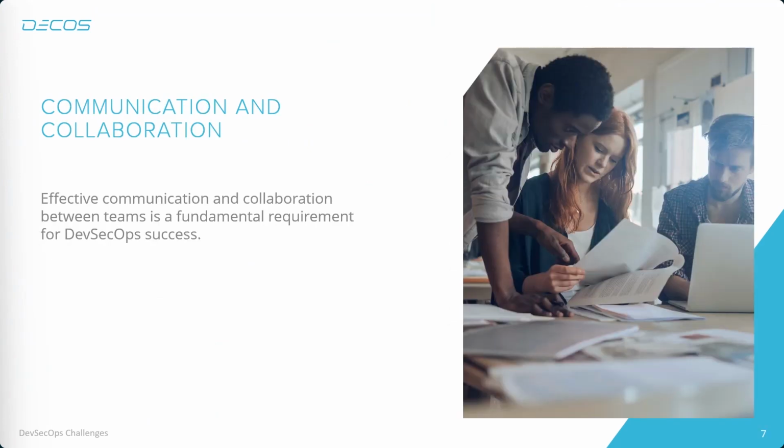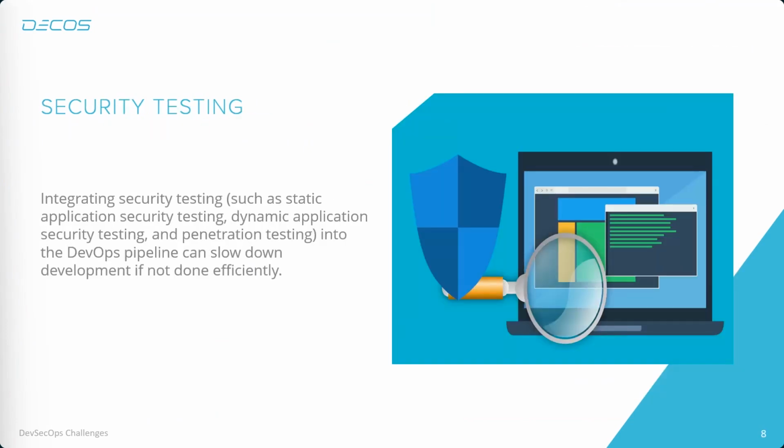Next, we have communication and collaboration. Effective communication and collaboration between teams is a fundamental requirement for DevSecOps success. Overcoming communication barriers and fostering collaboration can be a challenging one. Then we have security testing. Integrating security testing tools into the DevOps pipeline can slow down development if not done efficiently. Also, we need to ask the question: how often are systems and applications tested for security issues?